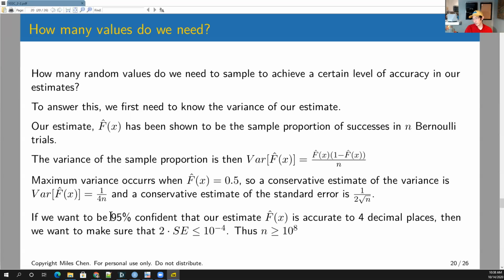Let's say we want to be 95% confident that our estimate is accurate to 4 decimal places. Basically, we want 1.96, or 2 times our standard error, to be less than 10 to the negative 4. To make sure your standard error is this small, you need 10 to the 8, so you basically need 100 million. If you want to be accurate to 5 decimal places, then you need 10 to the 10, which is 10 billion. That's a lot of numbers. So there's a bit of a trade-off.